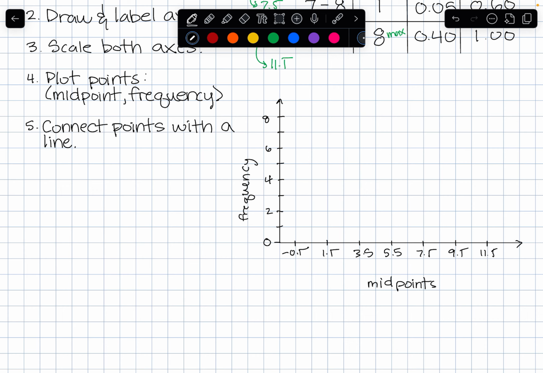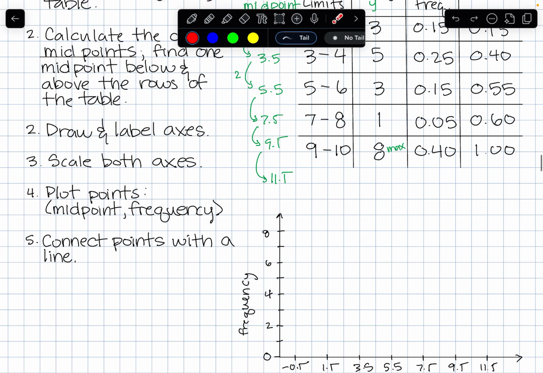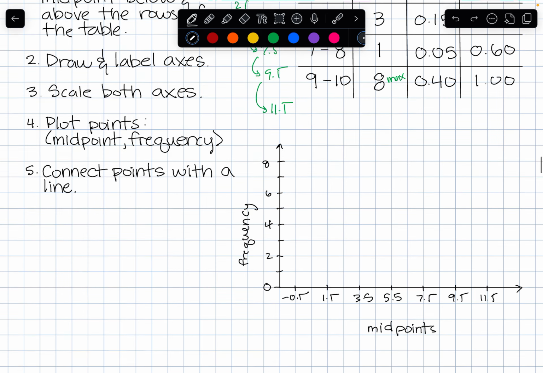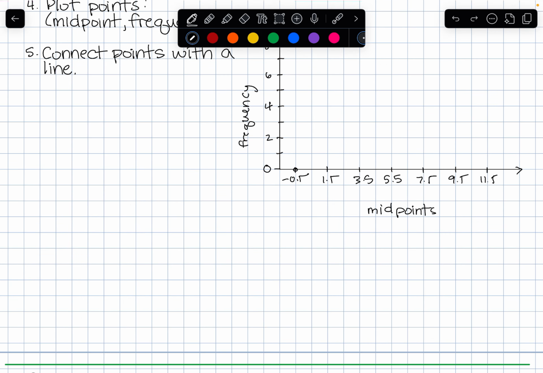My next step, step 4, says plot the points, midpoint, comma, frequency. So x, comma, y. So we're treating them as ordered pairs. And you'll notice my first midpoint doesn't have a corresponding frequency. There is no data at negative 0.5 because all my data was positive. So the frequency that goes with that first midpoint is 0. I don't have any data there.